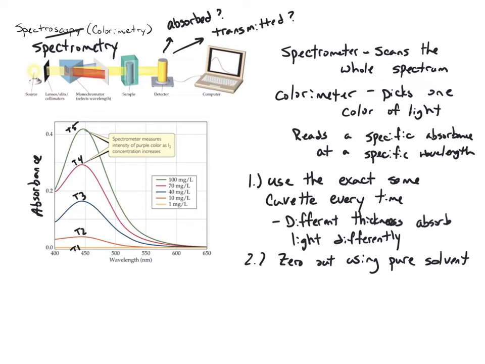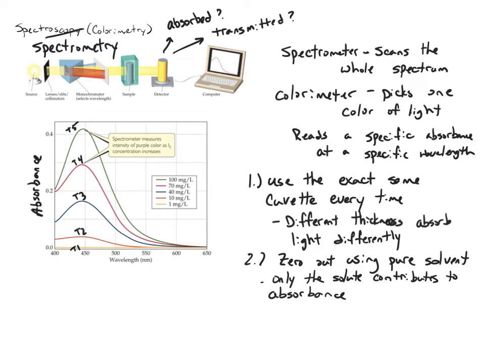Now you can begin putting your samples of different concentrations into your cuvette. Zeroing out ensures that the pure solvent and the glass of the cuvette are not factored into the absorbance, and that only the solute is what contributes to the absorbance in that reading.